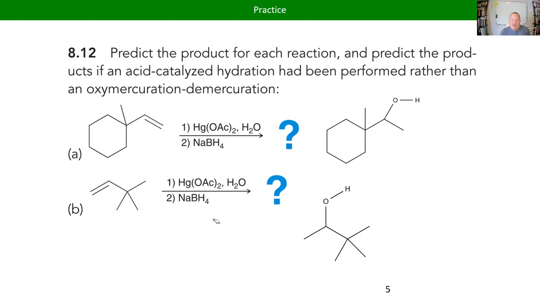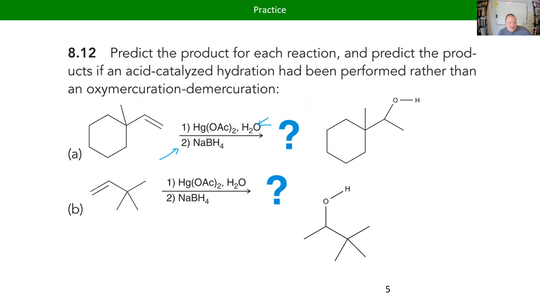Finishing up the stuff that we ended with today. So these are the same molecules that we looked at with acid catalyzed hydration for the quiz. If it's oxymercuration, demercuration, that's the two steps here. This first step is the oxymercuration. And then the second step is the demercuration, where you're removing the mercury from it.